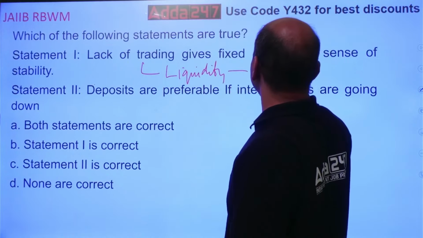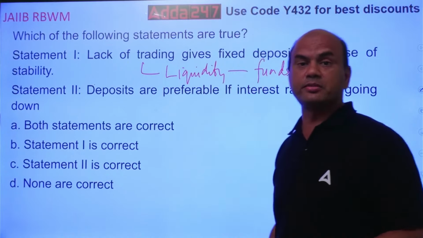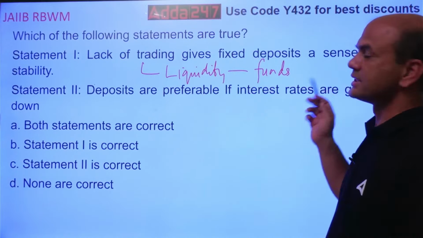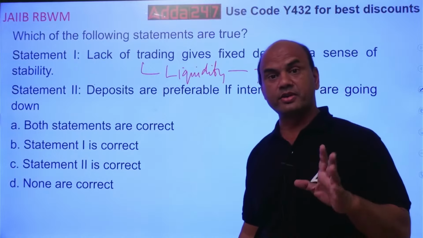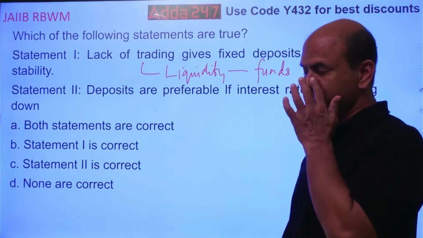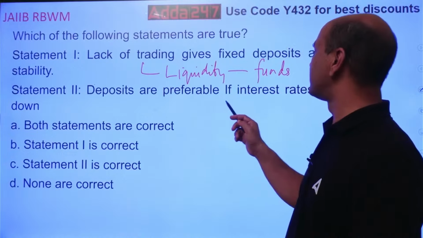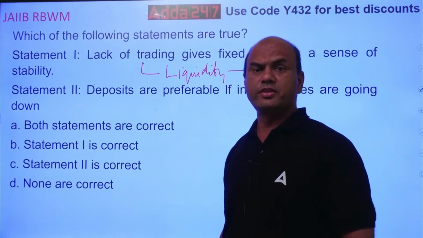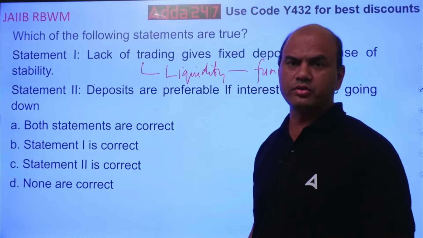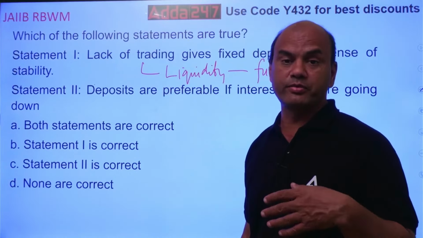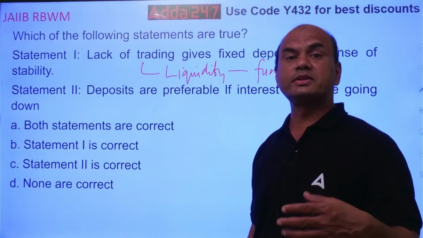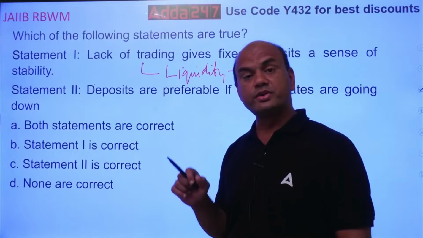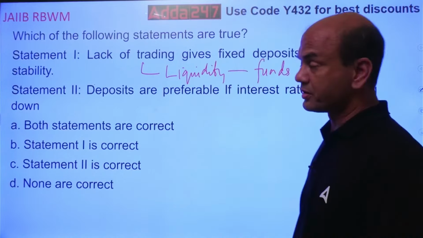More investment avenues in the market. It gives rise to what? Fixed deposits a sense of stability. Statement number 1. Statement number 2. Deposits are preferable if interest rates are going down. If tomorrow the interest rate starts going down, will the customer prefer FDs or will they prefer something else? Now out of these two statements, which one is true? That's what we have to find out.